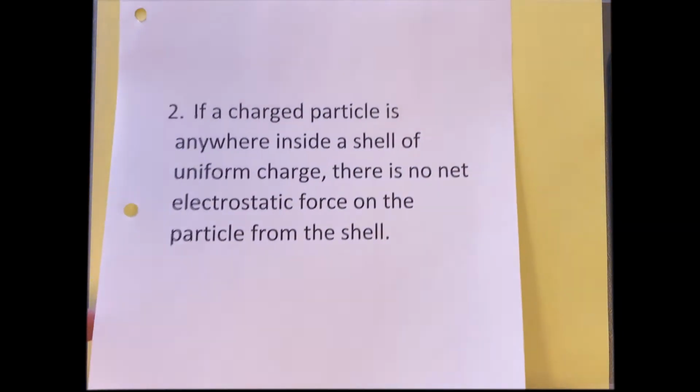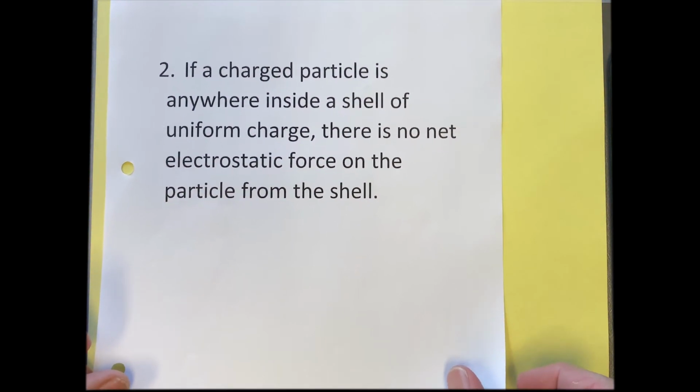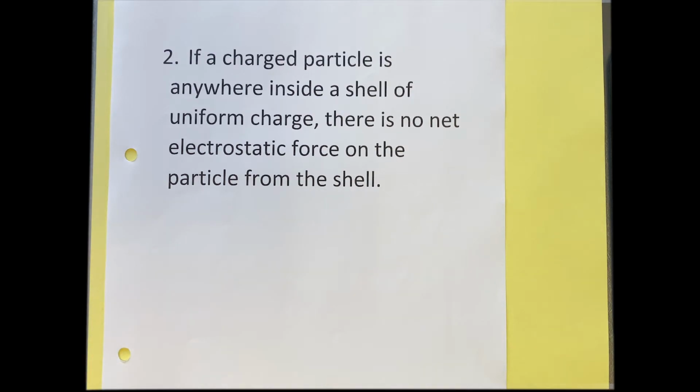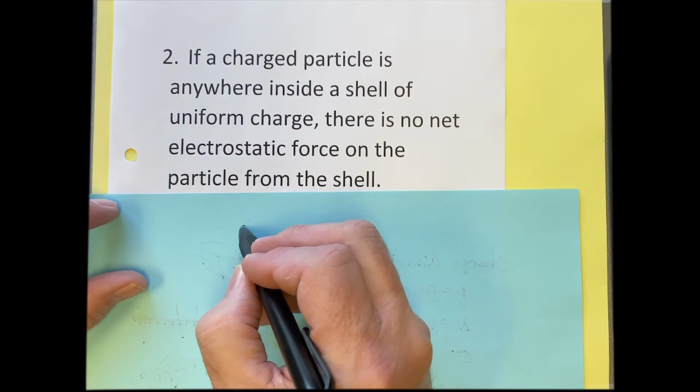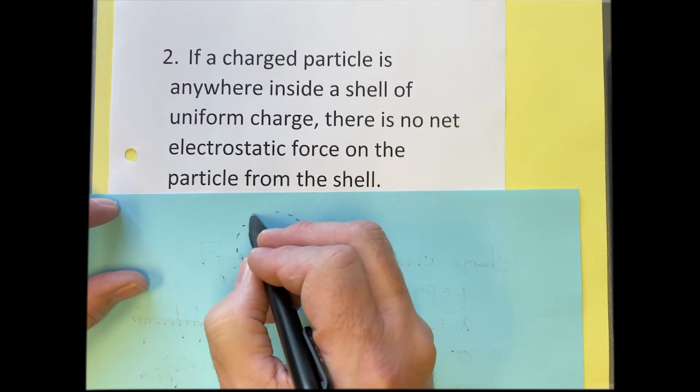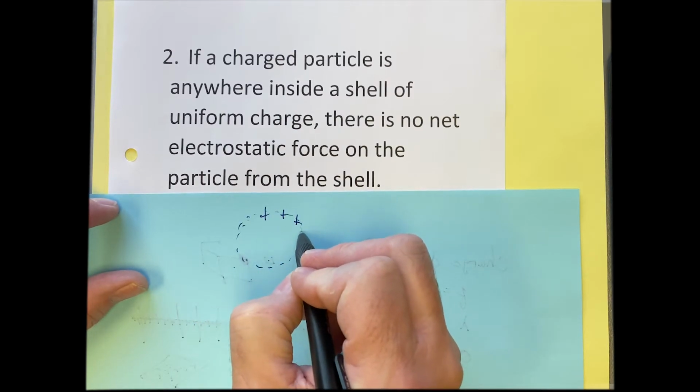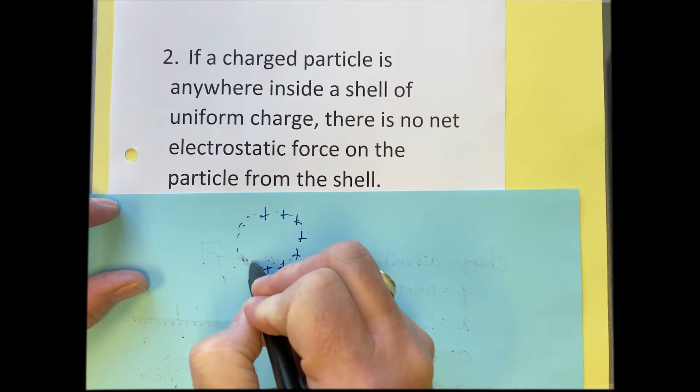I said there's two of them. Here's the second shell theorem. If a charged particle is anywhere inside a shell of uniform charge, there is no net electrostatic force on the particle from the shell. Now, what that one is saying is that if I have, let's draw a shell here with some positive charges on it.